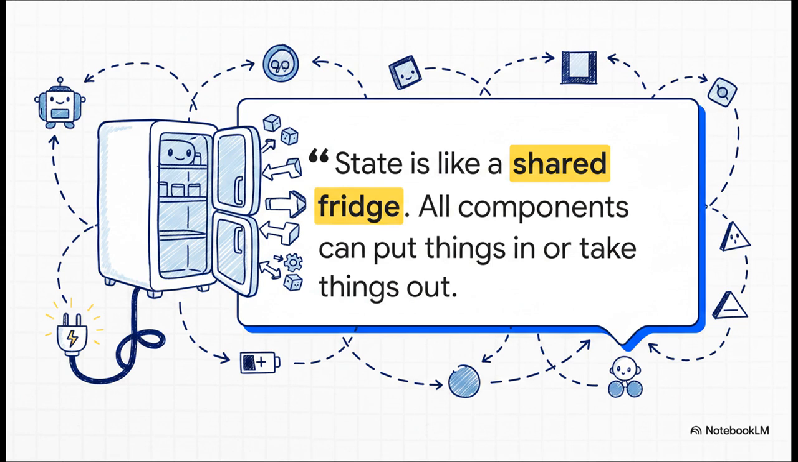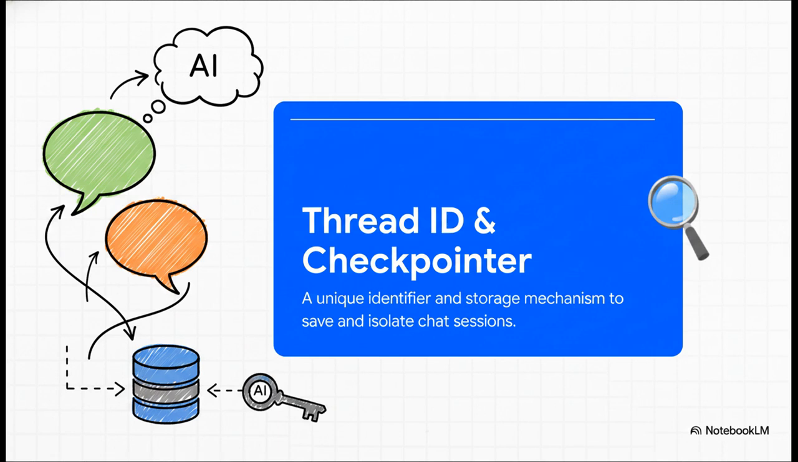Because the state is globally accessible like that, we just need a way to keep the fridge running even when we turn our laptops off. To pull that off, LangGraph introduces 2 really crucial concepts: the thread ID and the checkpointer.